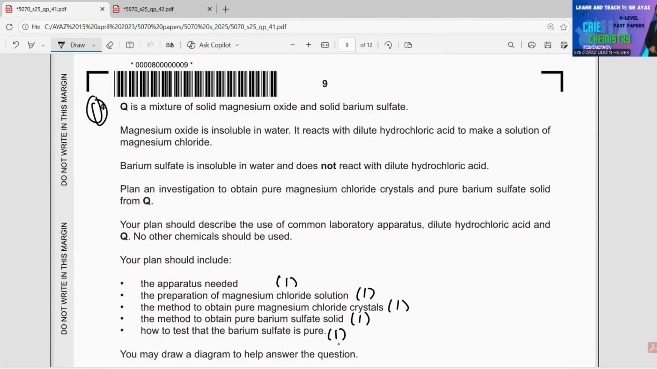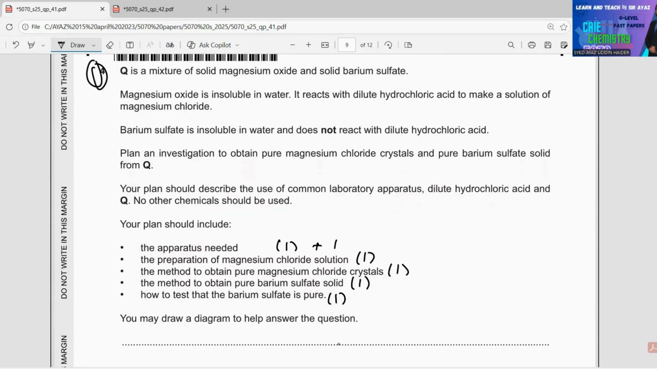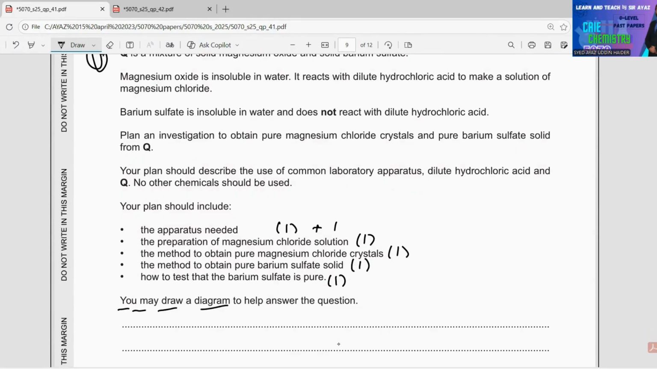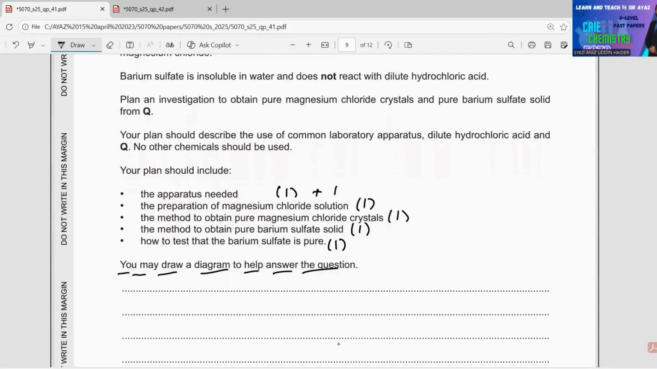What I suggest is you try to gain 2 marks from this one. This is very easy because they have already mentioned you may draw a diagram to help answer the question. So you can draw a diagram of 2 apparatus and straight away you're going to gain 2 marks. So gain 1 mark from each section, and 1 other mark.